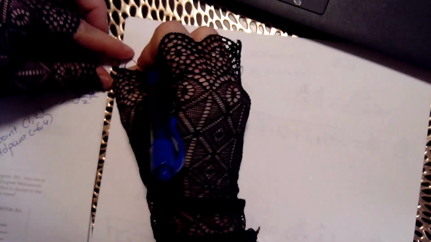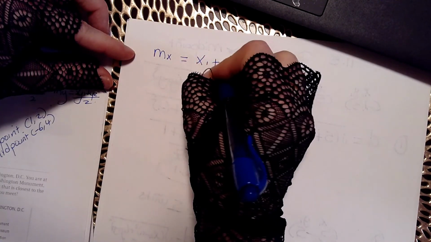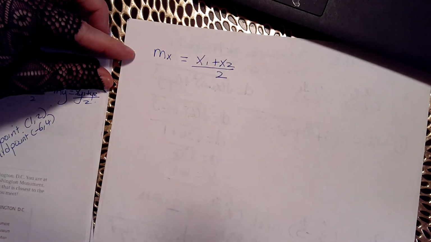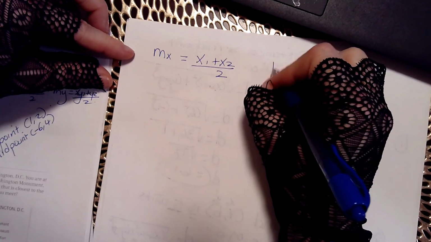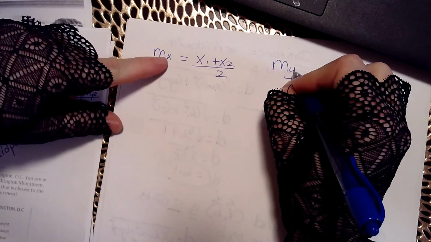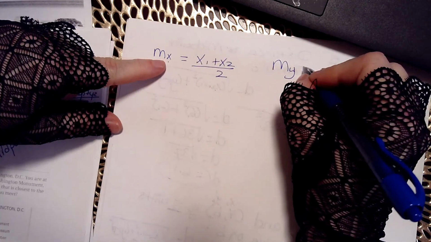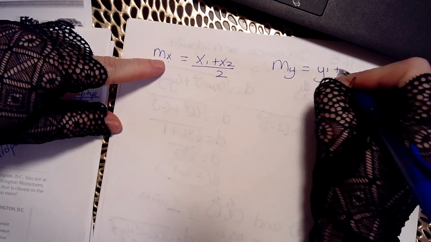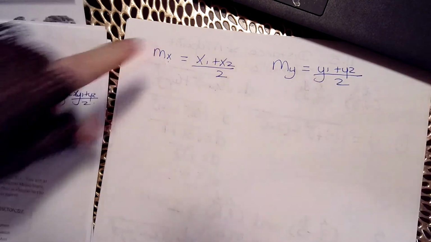Okay, so the midpoint formula is, all right, midpoint formula: the midpoint of x is the first x plus the second x divided by 2. It's a real simple formula. The midpoint of y, see how I've done y and x separate, is take the first y plus the second y divided by 2.